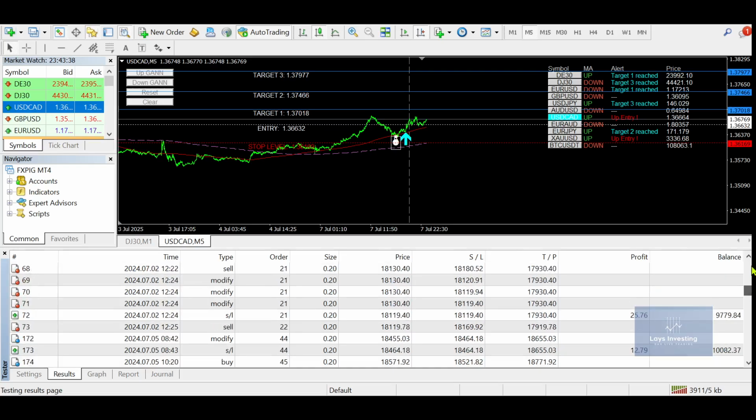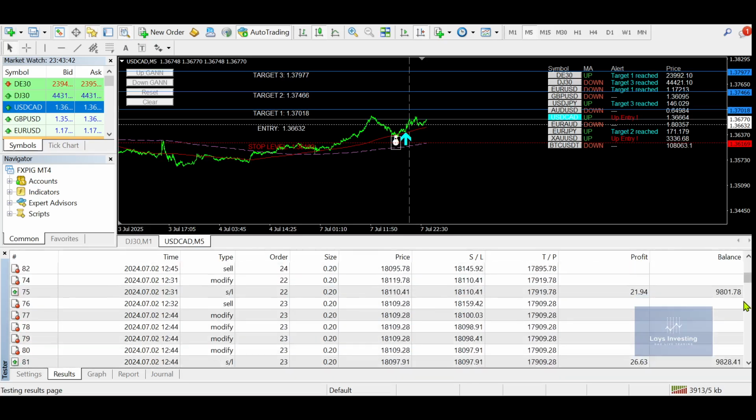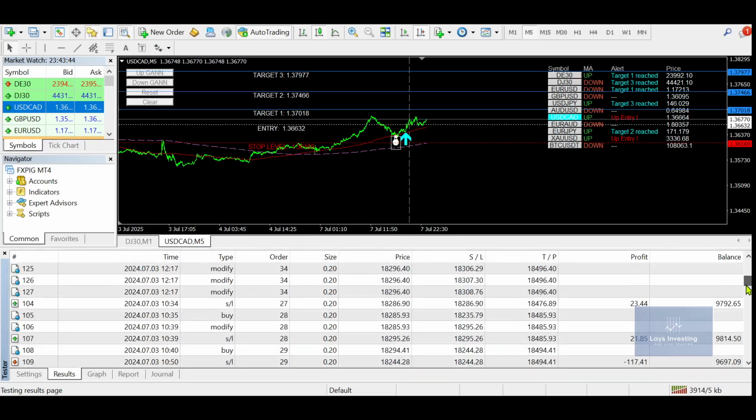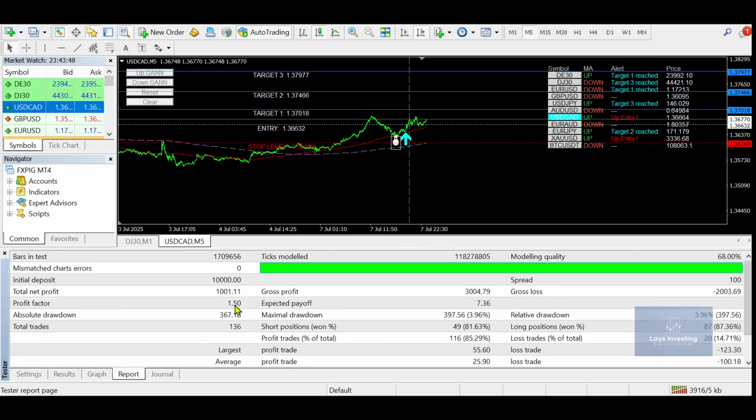You see the lot size started with 2%, and then as the balance increased or decreased, it changes. So with the profit factor of 1.5, this one passed. I am keeping track in an Excel file, and I will show it at the end of the video.